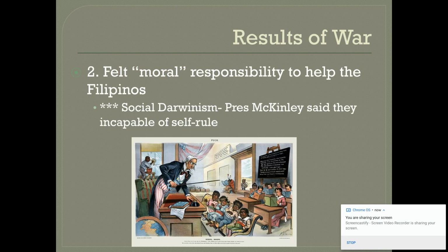Second result of the war was the United States felt a moral responsibility to help the people of the Philippines. Like we just said, they went to Manila Harbor. Eventually, the United States is going to control the Philippines. They said the Filipinos needed help from the United States, that they didn't need to be controlled by Spain at this point. And of course, this political cartoon shows you how the United States viewed these people in the Philippines and in Cuba and some of these other areas that we eventually are going to take over due to this war.